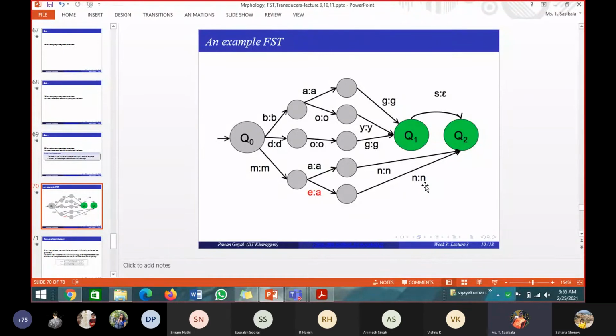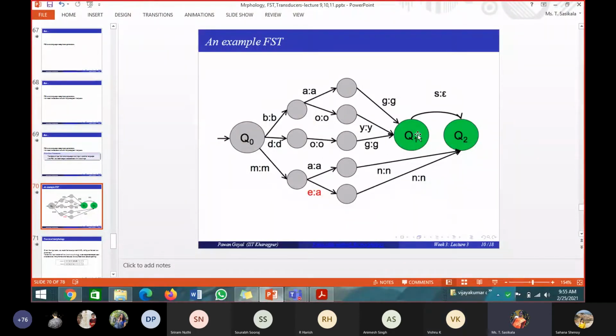So if my input is boys, what is my root word? First you tell me. Boy. So how will I get it? Take this path. For the first character B, it is B only. For input O, what is my output character? O only. For Y, Y. Will it stop here?